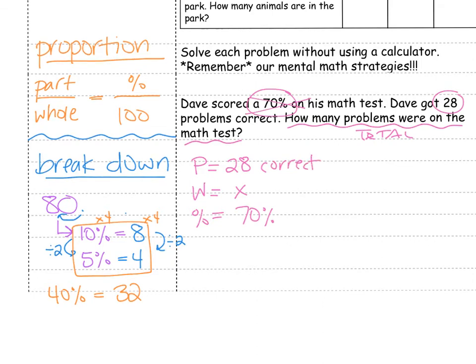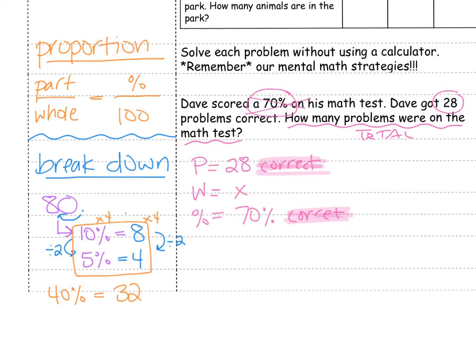The other thing we want to make sure is that the reasoning for the part matches the reasoning for the percent. So he got 28 problems correct, which was 70% correct on the test. Those two reasonings have to match. If they do not match, you need to find different numbers to use. The part and the percent need to have the same reasoning behind them.